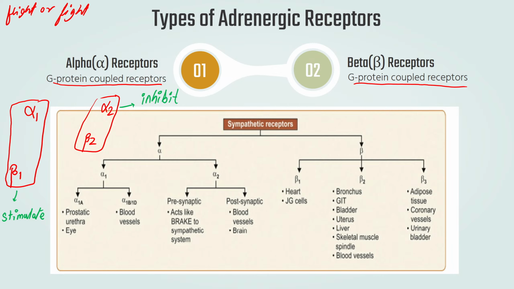Now there is a beta 3 here, but I'll explain it separately. It is not that important because it is only present mostly in the adipose tissue. So forget beta 3 for now. Focus on these four principal receptors. Start with beta 1. What is its location? Look in the diagram.